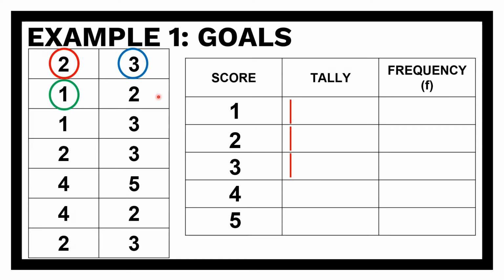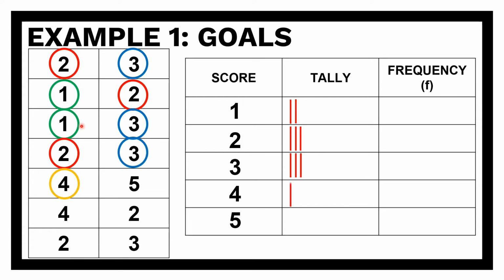And then we also have 2. So another tally mark for this second row. And then 1. Okay, 3. 2. 3, 4, 5, 4 again, 2. So we'll draw another line on this row, and then we also have 2 again.